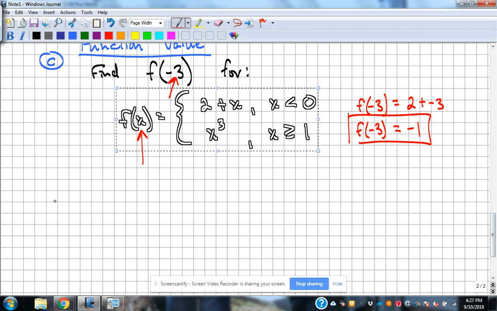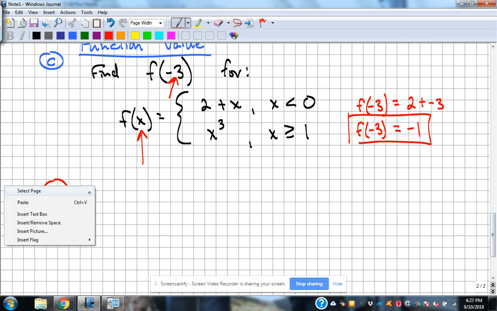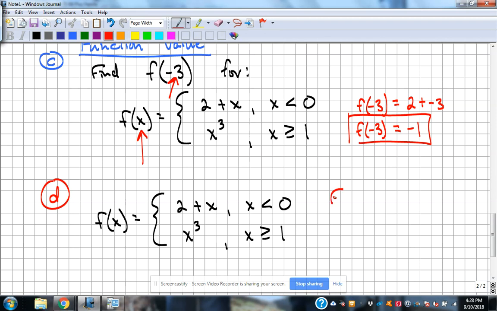for example D, and they ask us to find f of 8. Which piece does that fit in? 8. Is 8 less than 0? No. Is 8 greater than 1? Yes. That means I'm going to use x cubed. So f of 8 is 8 to the third power.